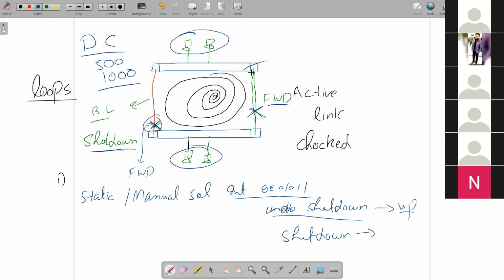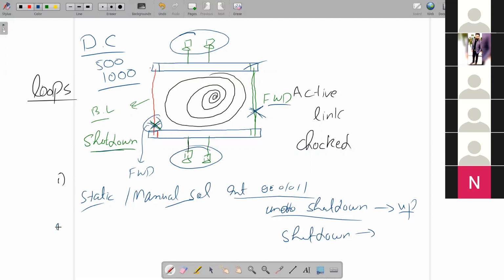What is the backup link? What is the forwarding state? Which link is in the forwarding state? Which link has gone down? This is impossible when you talk about the enterprise network and the production network. Okay, fine. If you are having two switches inside your department, you can manage that in the static way. But this is not the recommendation in the production network.